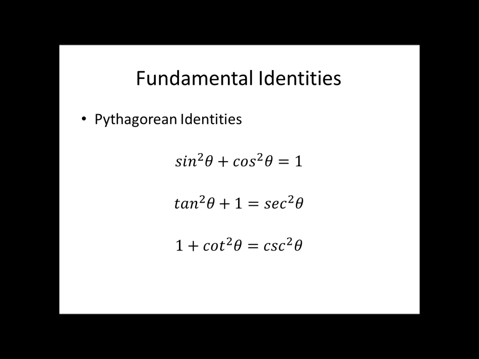Well, if you're going to divide by cosine squared, you might as well divide by sine squared also, and this is what you get: 1 plus cotangent squared theta equals cosecant squared theta. Okay. Again, this group is what we refer to as the Pythagorean identities, because really it's just the Pythagorean theorem being applied.